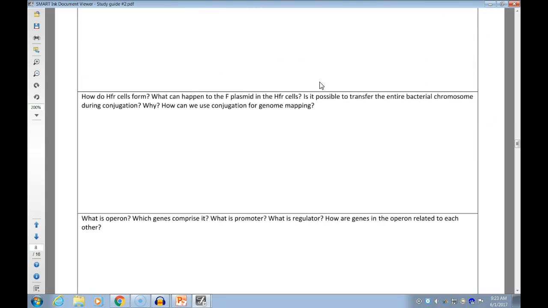Hfr cells: when the fertility plasmid inserts itself into the chromosome. When it is excised, it often carries a fragment of the bacterial chromosome, so it becomes F prime. Okay? Is it possible to transfer the whole bacterial chromosome during conjugation? No, because it's too big. But we can map the genome based on the time required for a certain gene to enter the other cell during conjugation.